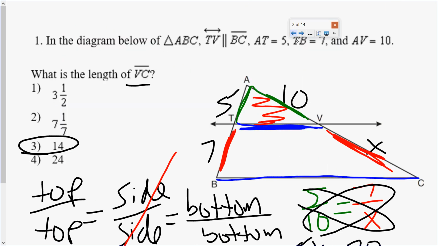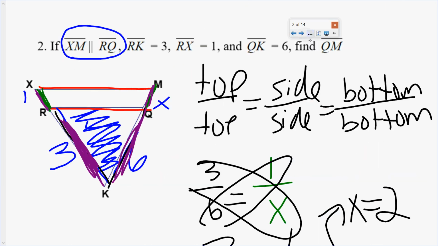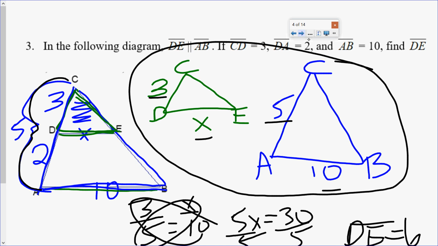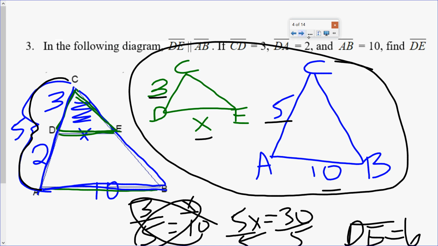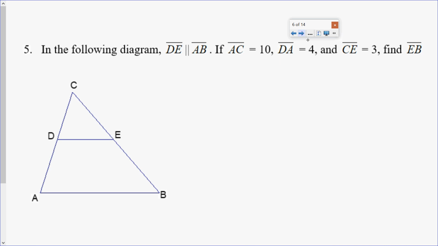So, two types of candy corn problems. If the bases are involved, if they're labeled with something, separate your triangles. If they're not, then you put your top over your top, your side over your side, your bottom over your bottom. Very important topic. Every reading is to ask a question on this, and we're going to spend a lot of time on it.